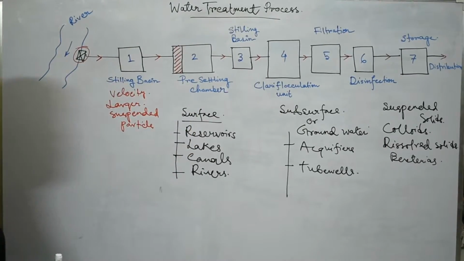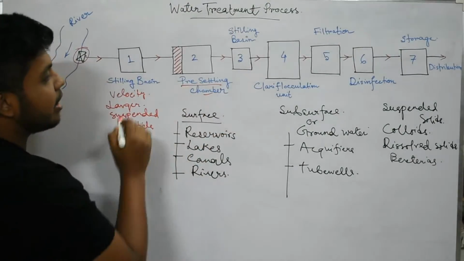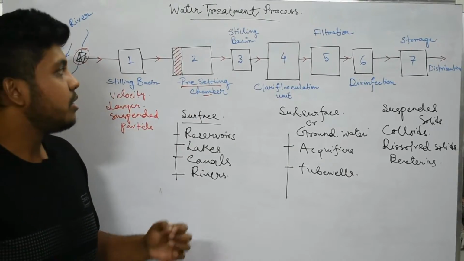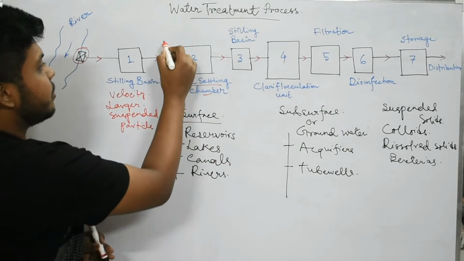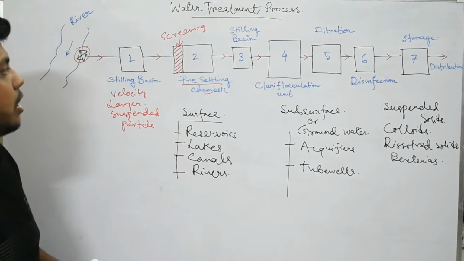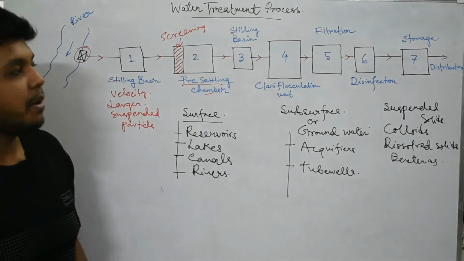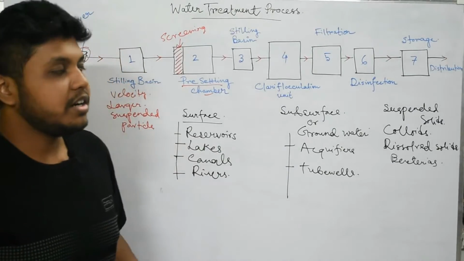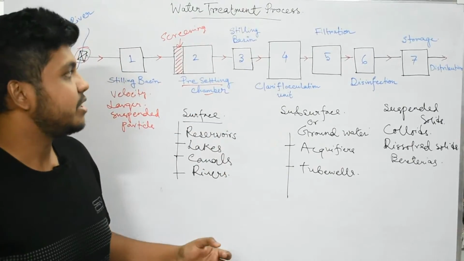This stilling basin regulates the velocity to further send the water to the pre-settling chamber. This pre-settling chamber is nothing but a sedimentation tank where the water is detained for say 4 to 12 hours, and there is a screening device to arrest the suspended particles. Then further, again a stilling basin is provided in unit 3 to regulate the velocity.